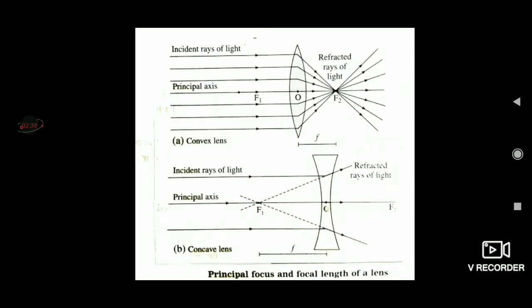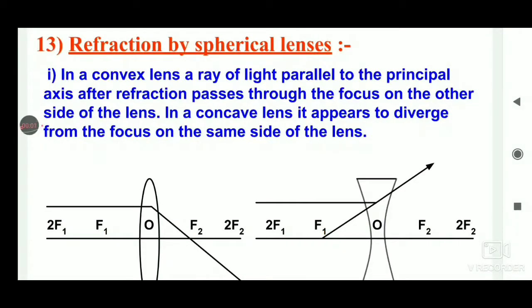The distance of the principal focus from the optical center of a lens is called its focal length, and it is represented by letter small f, as was used in case of the mirrors. Now we'll discuss various rules that help us in drawing ray diagrams in case of spherical lens.